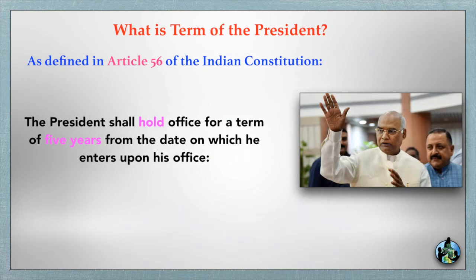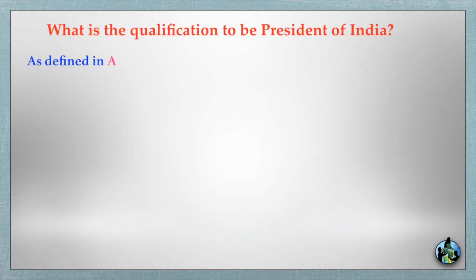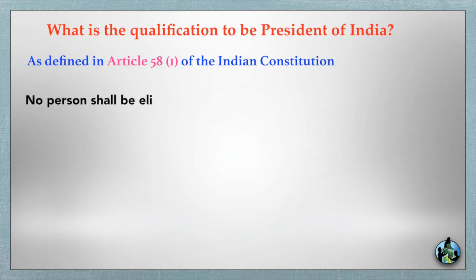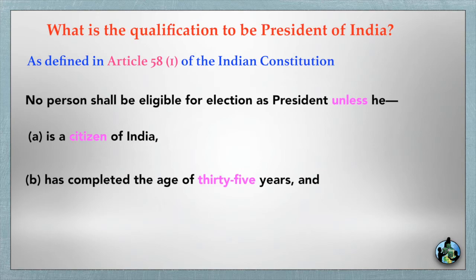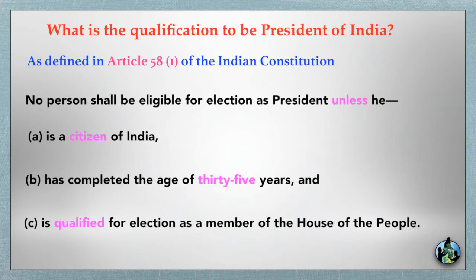Now, the next question is, what is the qualification to be President of India? As defined in Article 58(1) of the Indian Constitution, no person shall be eligible for election as President unless he is a citizen of India, has completed the age of 35 years, and is qualified for election as a member of the House of the People.